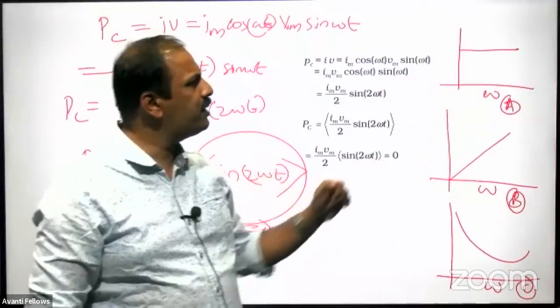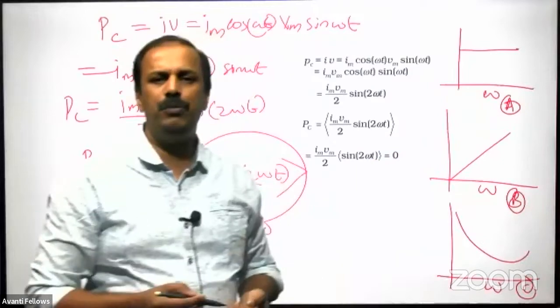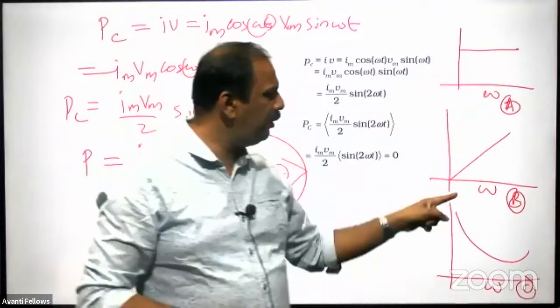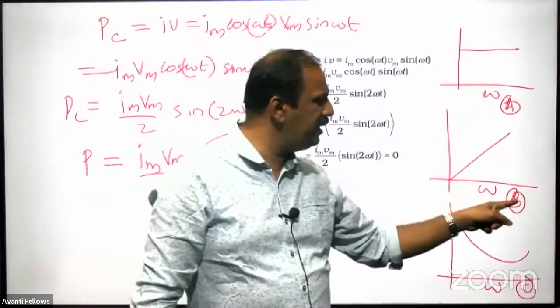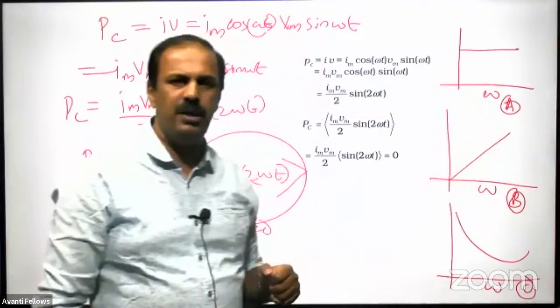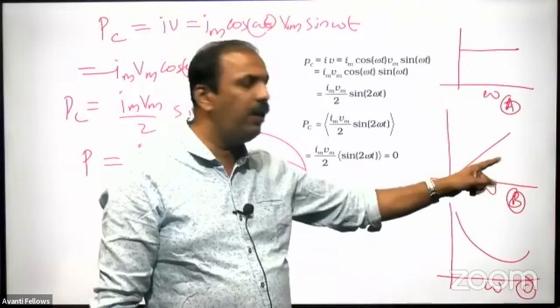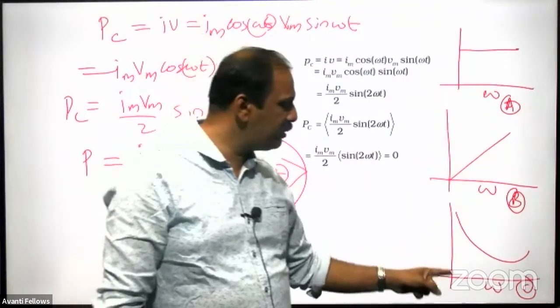So in the case of a resistor, it is independent of the frequency. Whatever the frequency, it is independent of that. Here you see, when the frequency increases, the opposition also increases. That is, high frequency, more opposition. So this will be for the inductor. And this is for the capacitor.